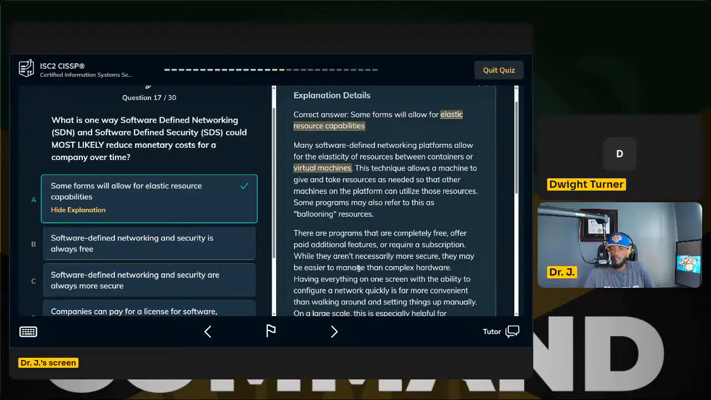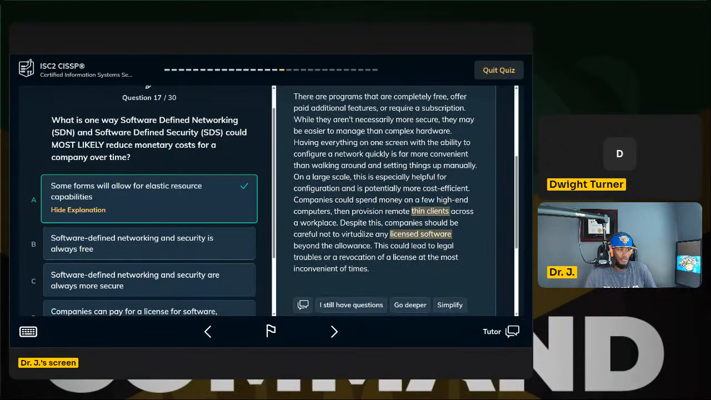Many software-defined networking platforms allow for the elasticity of resources between containers or virtual machines. This technique allows a machine to give and take resources as needed, so that other machines on the platform can utilize those resources. Some programs may also refer to this as ballooning of resources. So let's see what they say about the others.